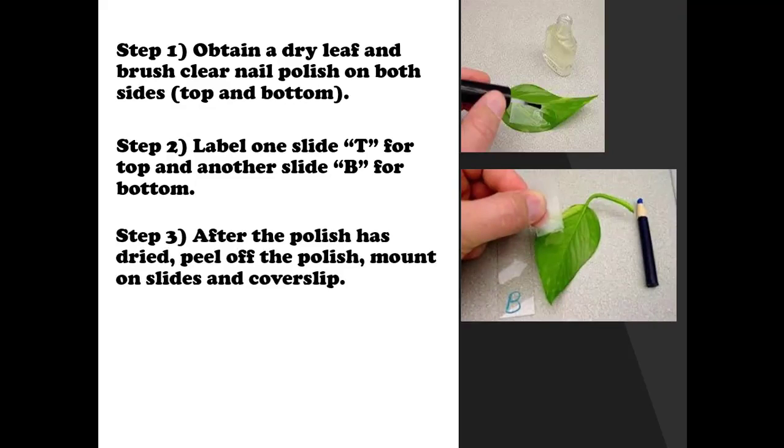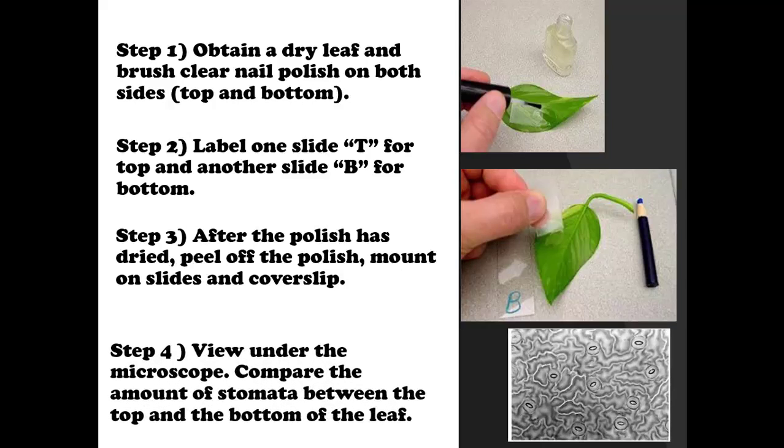Once the polish has dried, you will be able to peel the polish off, mount it on the slides, and cover slip. Next, you will view your slides under the microscope and compare the amount of stomata that you see between the top of the leaf and the bottom of the leaf.